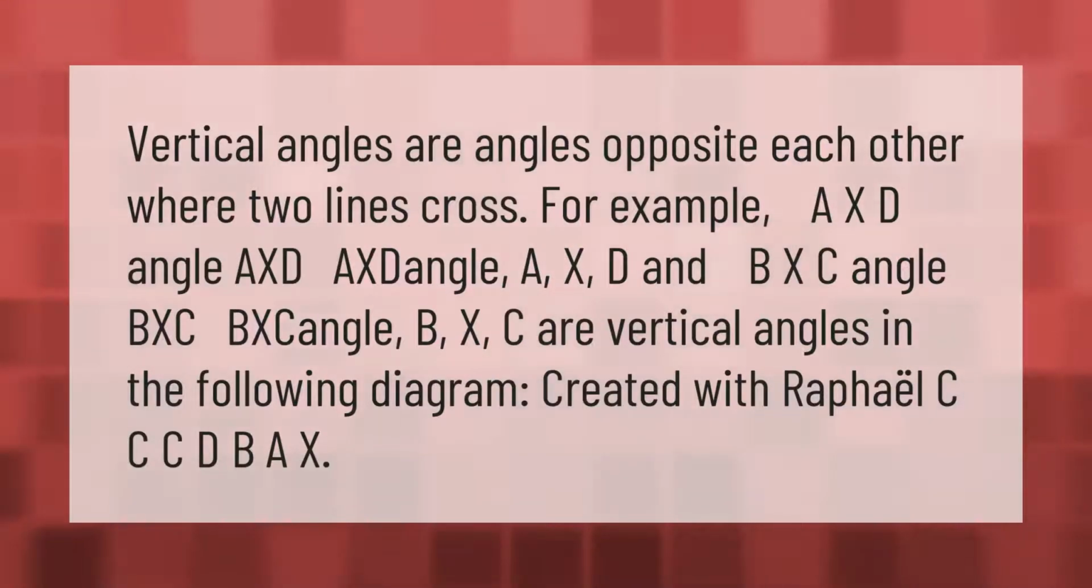Vertical angles are angles opposite each other where two lines cross. For example, angle AXD and angle BXC are vertical angles in the following diagram, created with Raphael.